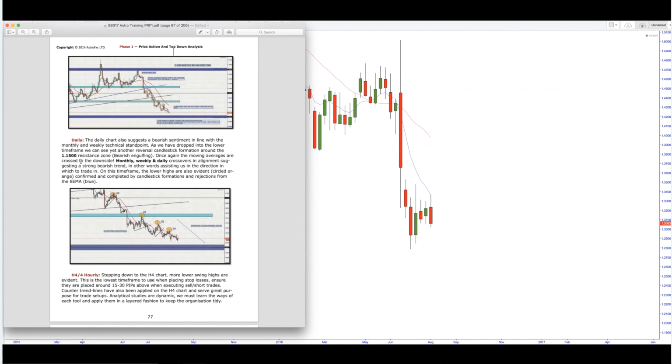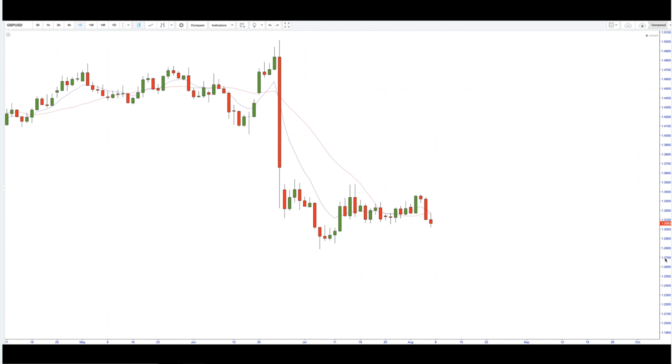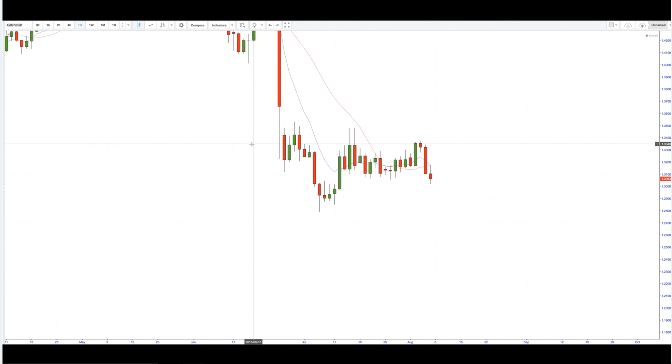Once again, the moving averages are across to the downside. All of the higher time frames are in alignment, suggesting a strong bearish trend, in other words assisting us in the direction in which to trade. So there's a weekly. If we look at the daily now, it will be, okay, 3rd or 4th rejection from whichever our weekly key level is across here, which was on the other chart. This is a lower high, lower high, lower high. So I would say a new lower high formed at weekly resistance, whatever the figure is there.